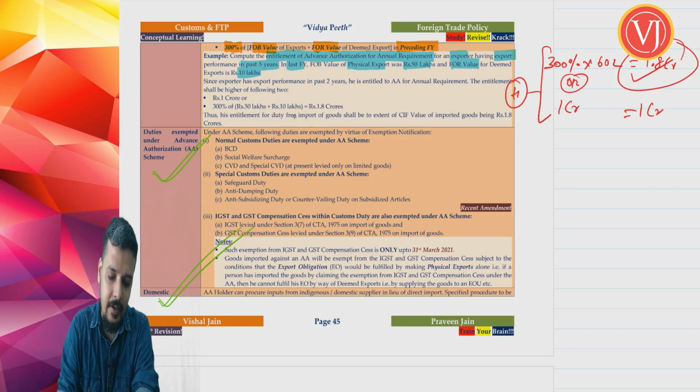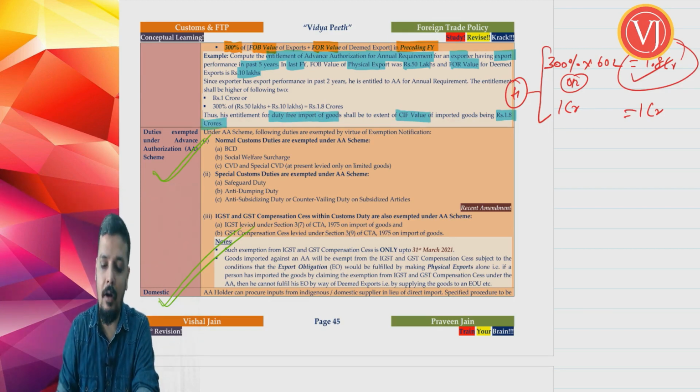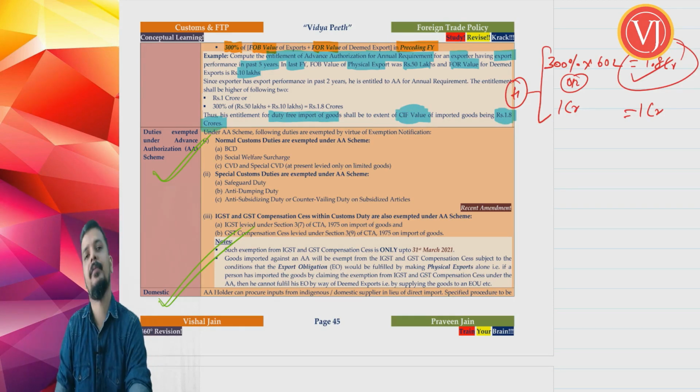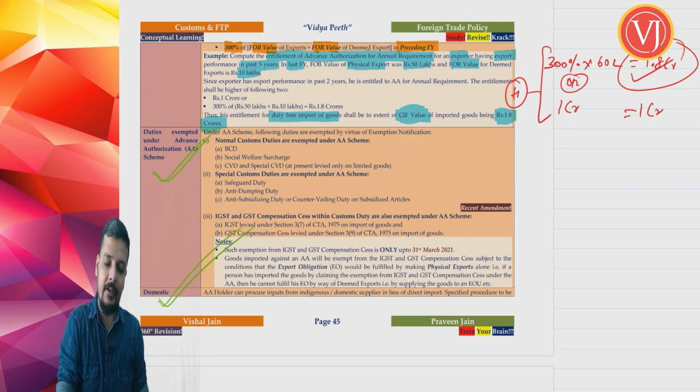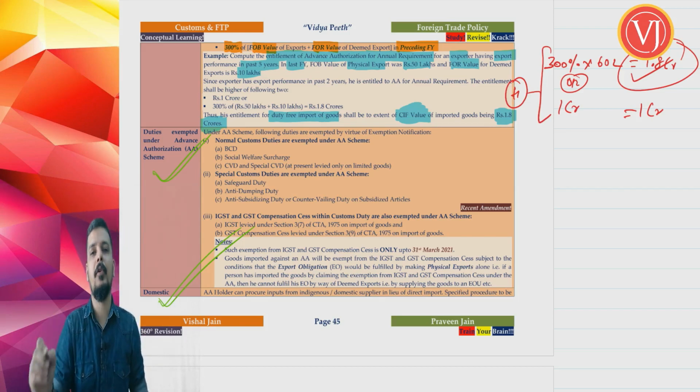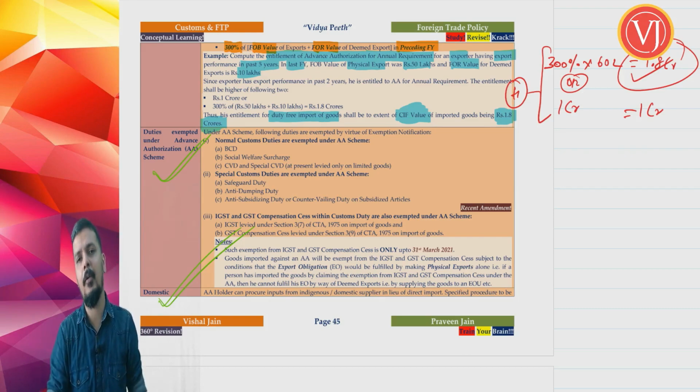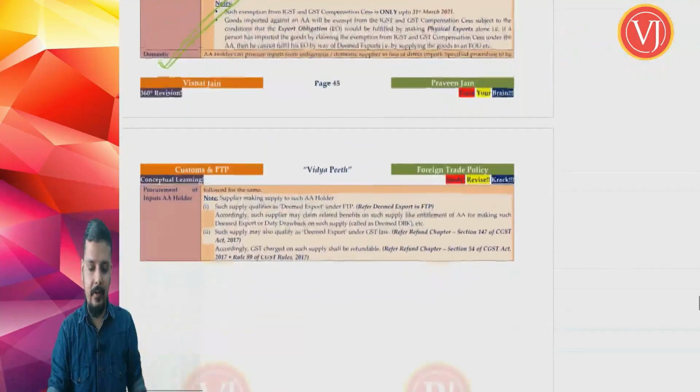You will get duty free imports to the extent of CIF value of 1.8 crore. So import duty on your import value up to 1.8 crore will be exempted. When you are importing goods worth 1.8 crore, on those goods import duty will be exempted. It is reverse working, right? Advance authorization on annual requirement. So that is all, everything about your annual authorization, friends.